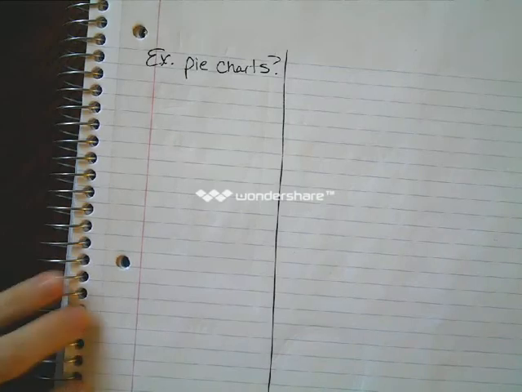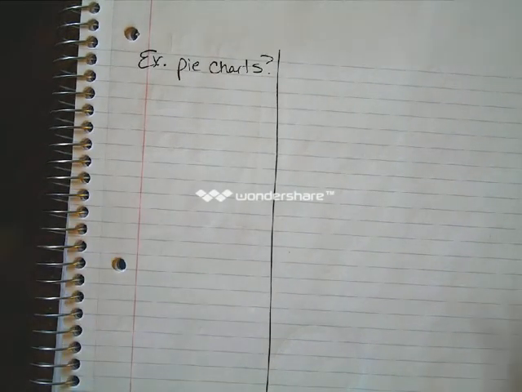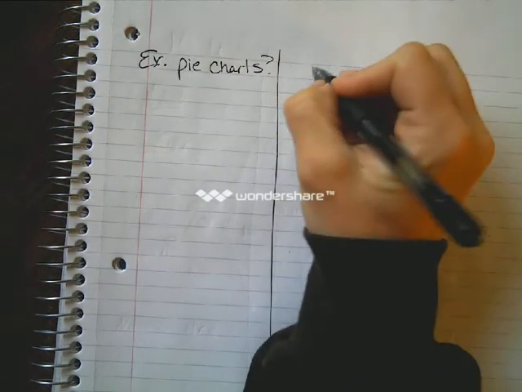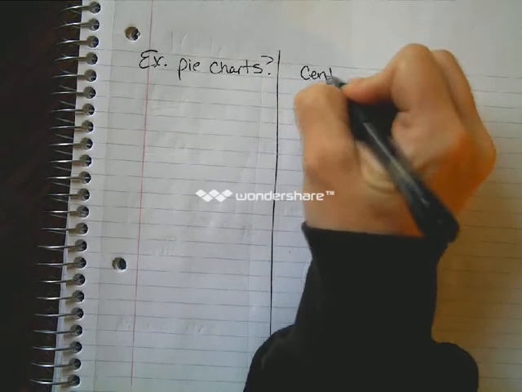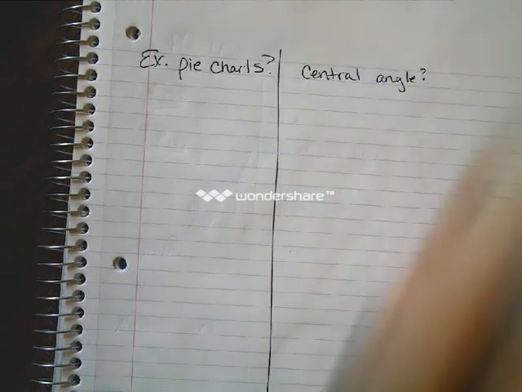So let's say you're trying to create a pie chart. You have data, okay, and you need to know what angle to make that section of the pie chart. Okay, you want your pie chart to be correct. You want it to be proportional. You want it to look right. Okay, so let's say you have data.